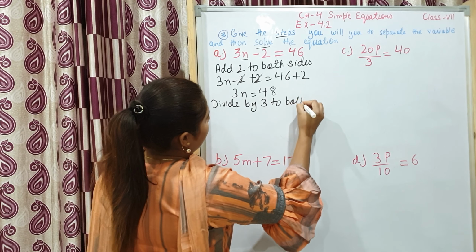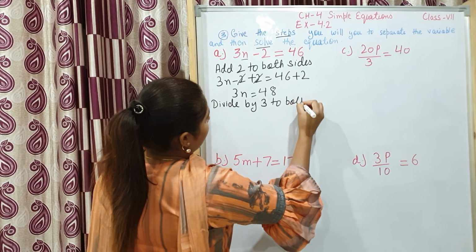Now 20p upon 20, 120 upon 20. 20 cancel out. 0 cancel out. Now on the table of 2, 2 ones are 2, 2 sixes are 12. So the value of p is 6.